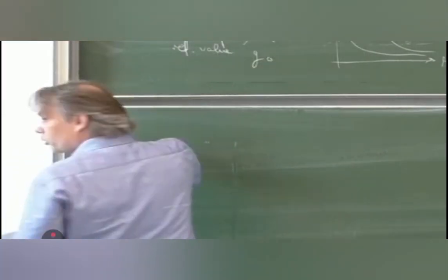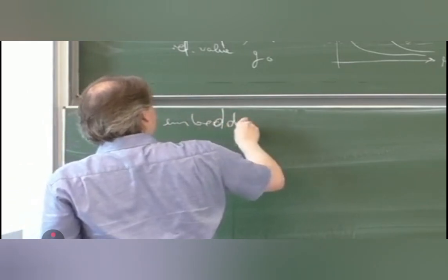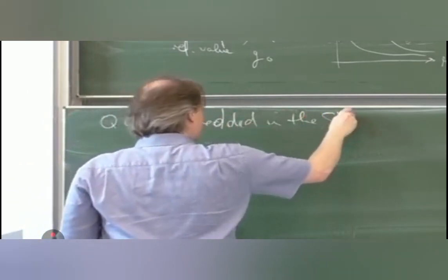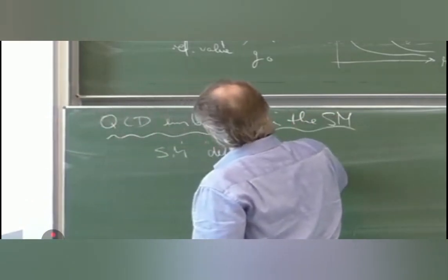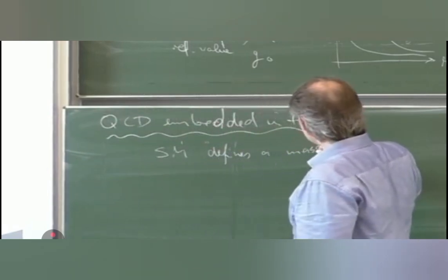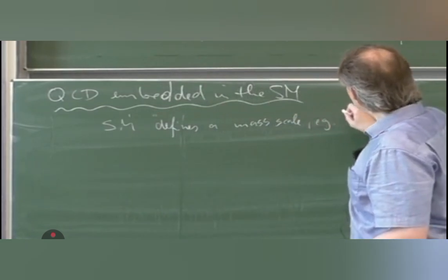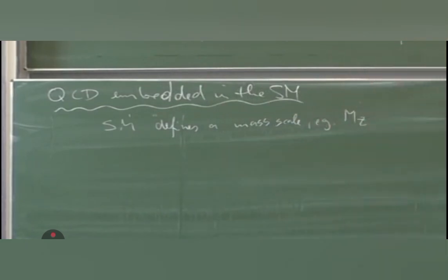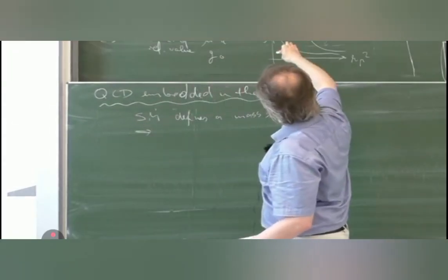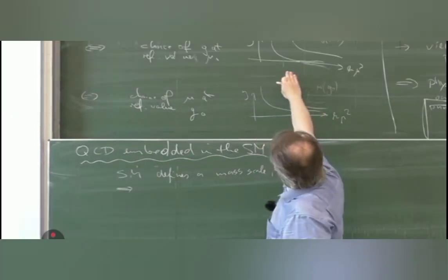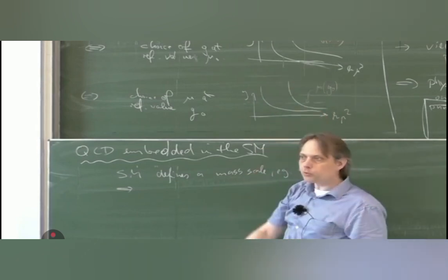Let us now look at QCD embedded in the standard model. So here the standard model defines the mass scale, for example the Higgs vacuum expectation value, or the mass of the Z boson, which is easier and unambiguous to measure. And then going through these steps, we could accurately say that QCD has one physical parameter, a coupling constant, at this value of mu equal to m_Z.